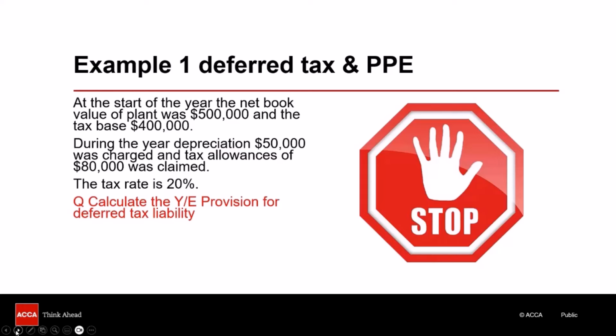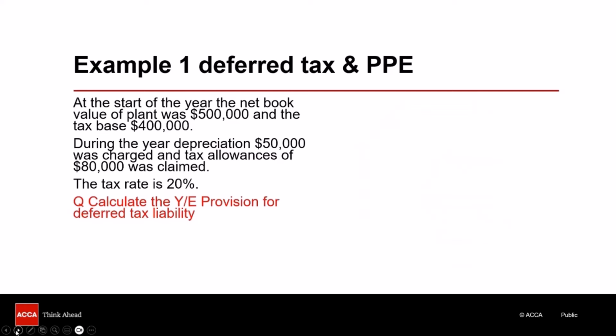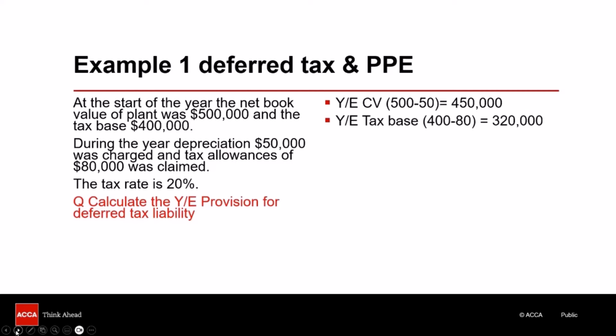Now, if we're going to calculate a year-end deferred taxation liability, we need to calculate year-end temporary differences, which means that we need to determine the year-end carrying value of the asset. At the beginning, the carrying value of the asset was 500, but you've just charged depreciation of 50, so we've got a carrying value of 450. Now, the opening tax base or tax written down value is 400. The tax allowances, the capital allowances, are 80, and therefore the year-end tax base is 320.